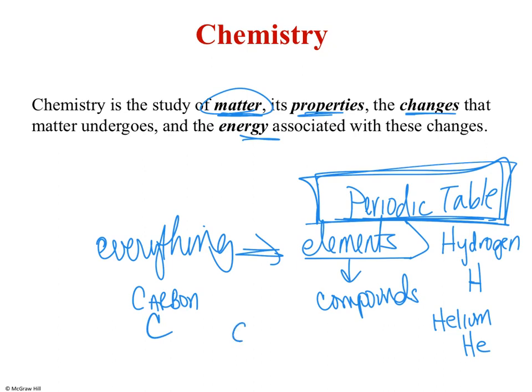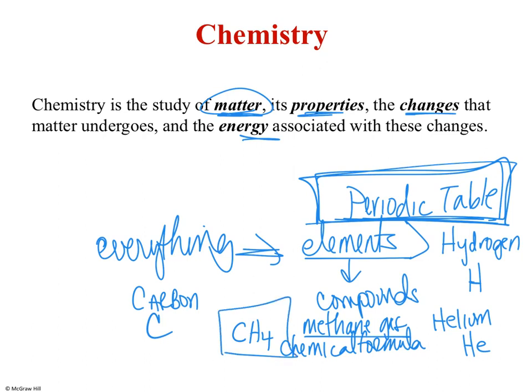And you'll learn that 1 carbon and 4 hydrogens is a chemical formula. And this is methane. If you've ever heard of methane gas, this is methane gas. You can write the word methane, but it's also CH4. That means every carbon has 4 hydrogens. You see the little subscript there? And so this is a compound. Okay, so that is a compound. This is an element. Carbon is an element.